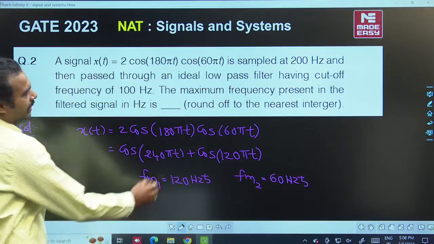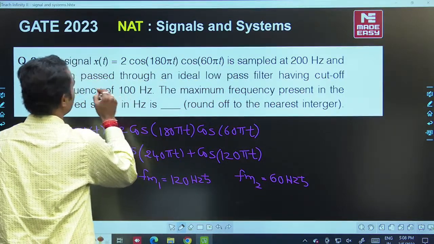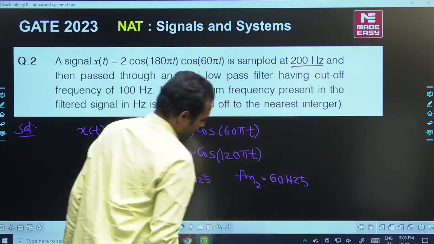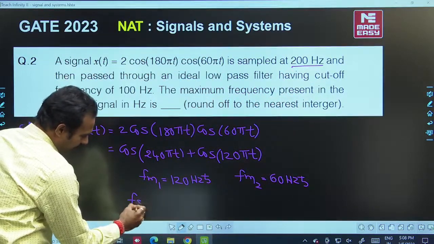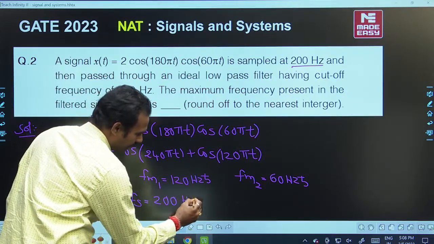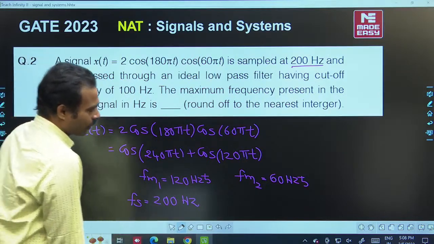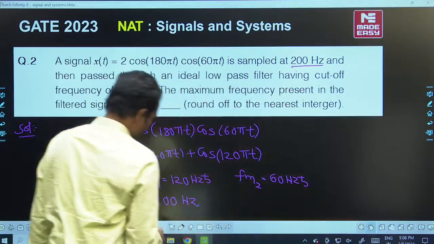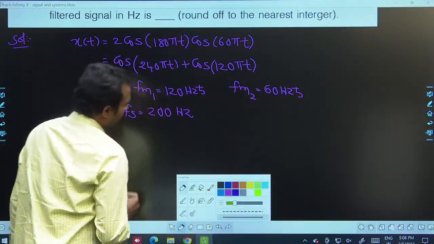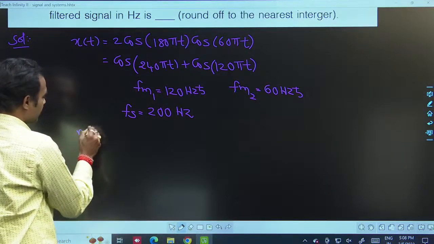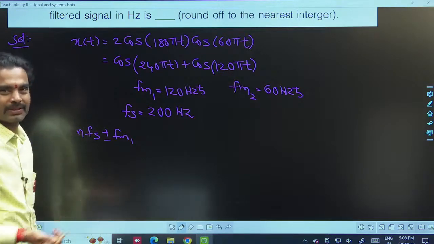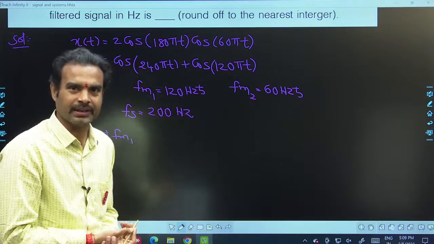So given in the question, clearly mentioned the pass with an ideal low pass filter, before that sampled at 200 hertz. That means sample frequency Fs is given, that Fs is equal to 200 hertz. So now we can obviously know that the formula, that is NFS plus or minus FM1 or plus or minus FM minus NFS also, anything we can do.